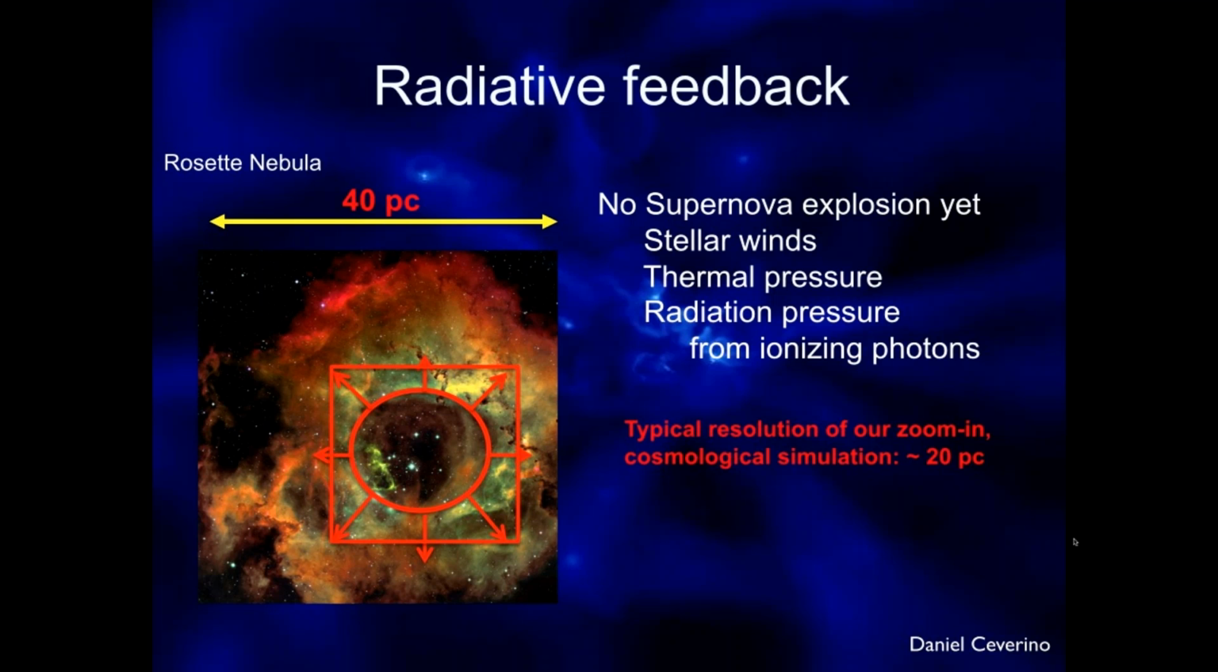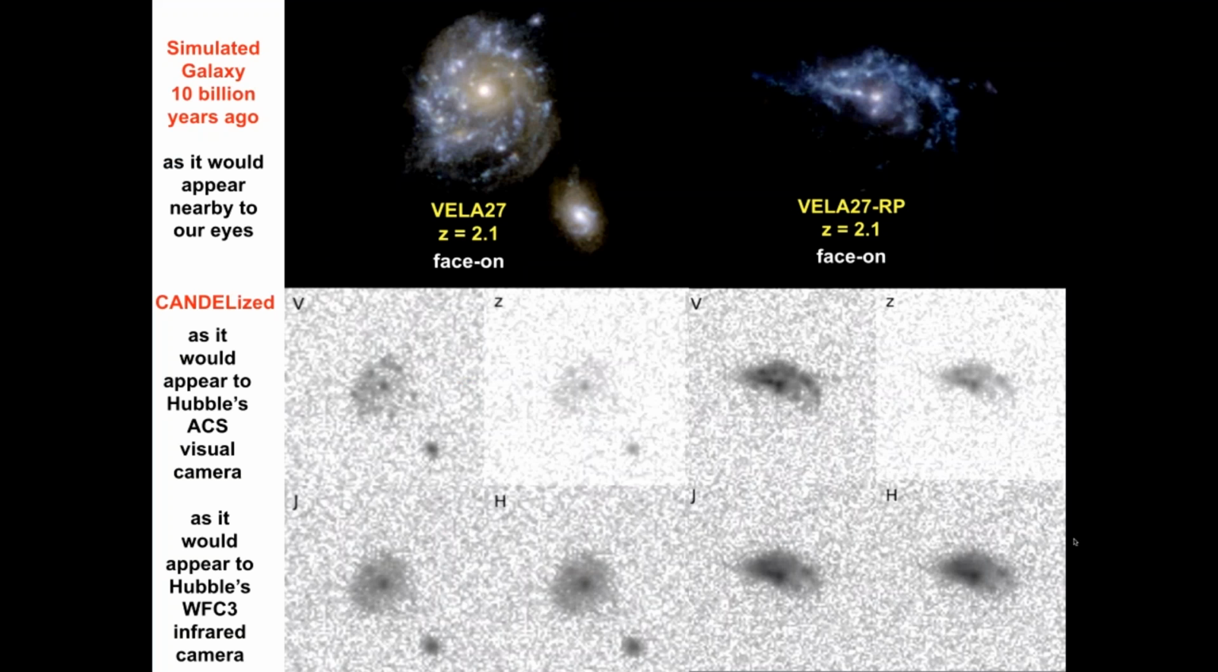In order to resolve and treat this kind of phenomenon, you need to have resolution that's only 10 or 20 parsecs, because the size of the star-forming regions is only a few times that. And so this is not something that can be realistically done unless you're running simulations of these high resolutions, which is what we're doing and also what the FIRE group are doing. So these are examples of what these galaxies look like if we could see them up close.